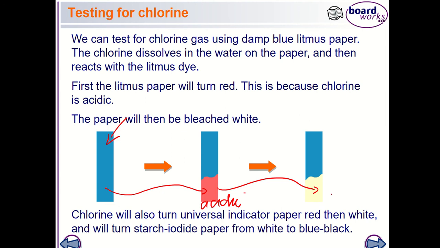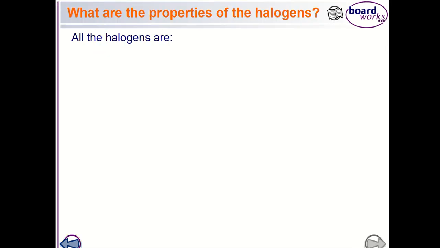Okay, and then finally it will bleach it to a white colour. So that's your test. If you have a gas or a solution which you think contains chlorine, you dip some damp blue litmus paper into it. If it originally turns red and then it gets bleached white, that's proof that you have indeed got some chlorine in that solution.